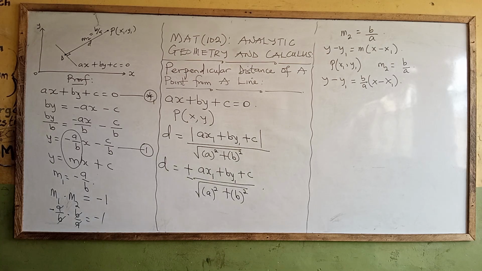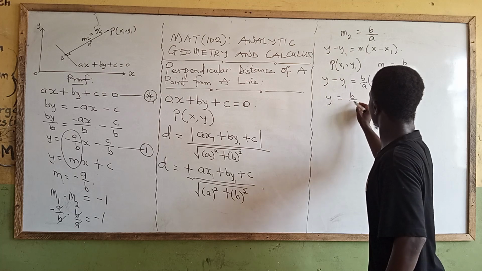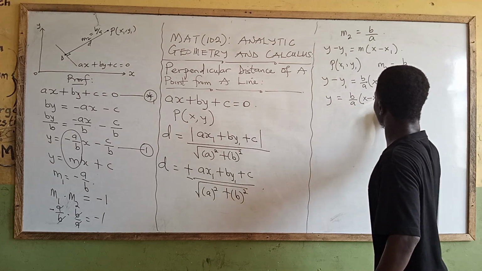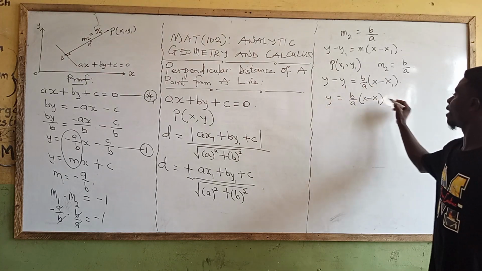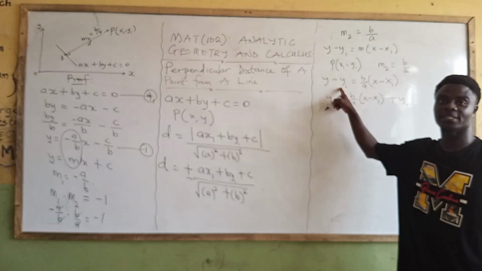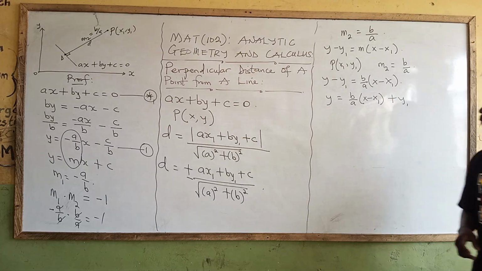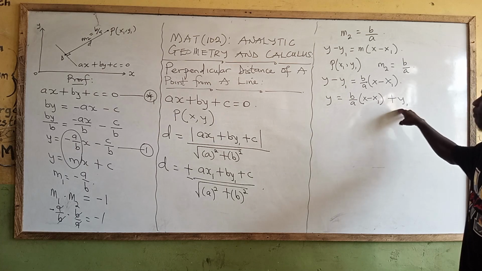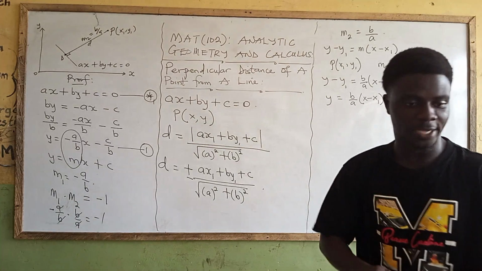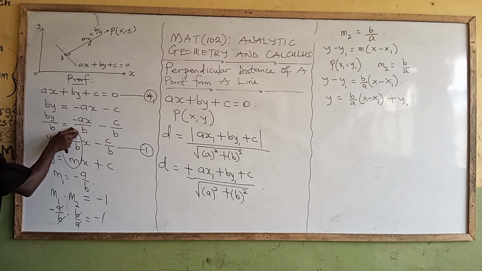So now we can make y the subject here. I have y minus y1 equals b over a times x minus x1. Then we add y1 to both sides so that they cancel and we get 0 here. Alright, so I add y1 to both sides of the equation so that I get plus y1 here. So I have y equals b over a times my expression x minus x1 plus y1. Alright, so now let me clean this place so that you won't be confused here.